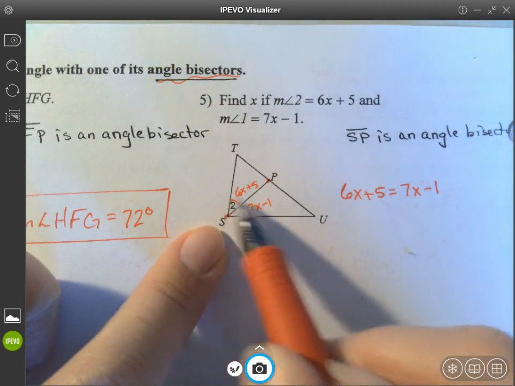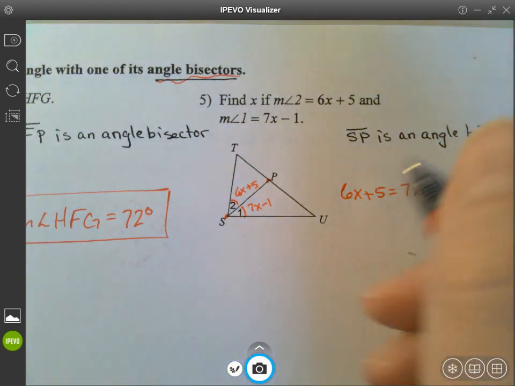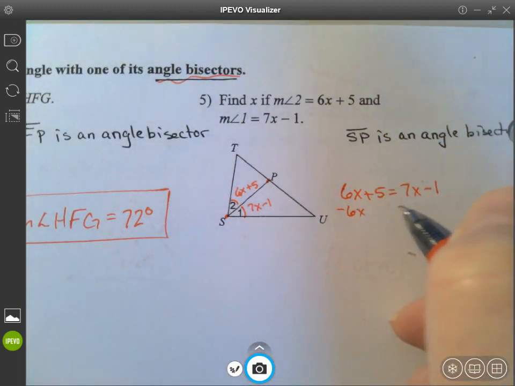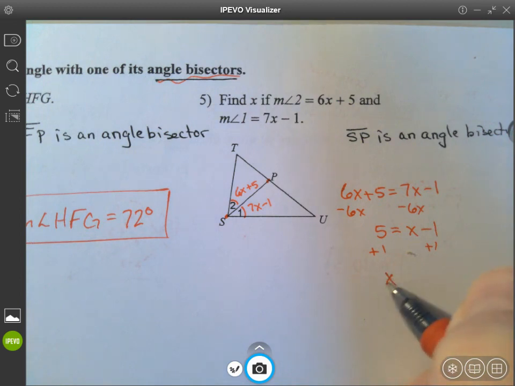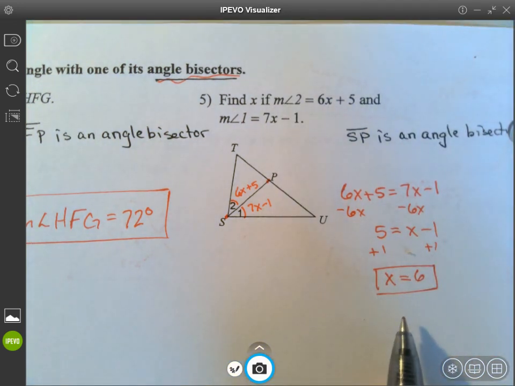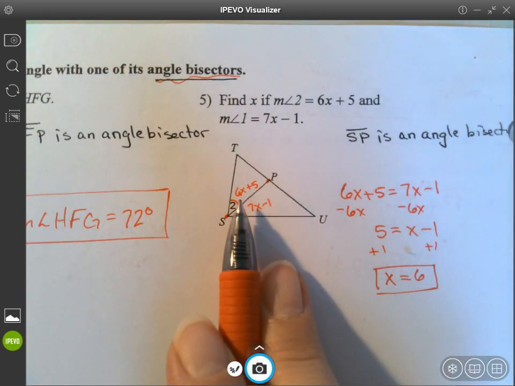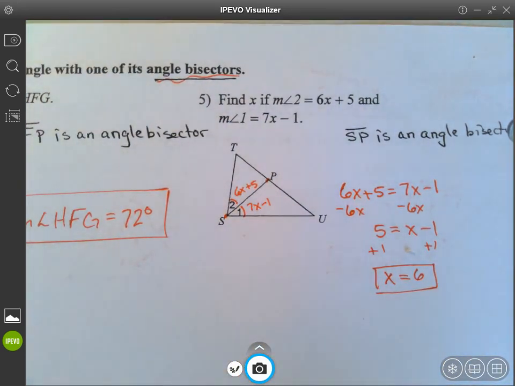Now, you have to watch if they've given you the whole angle. So I'm going to go ahead and subtract the 6x from both sides, and I get 5 equals x minus 1. I'm going to add 1, and I get x equals 6. Now, that's all they asked me to do, but if they asked me to find the angle measure, I would take that 6 and plug it in and add 5.